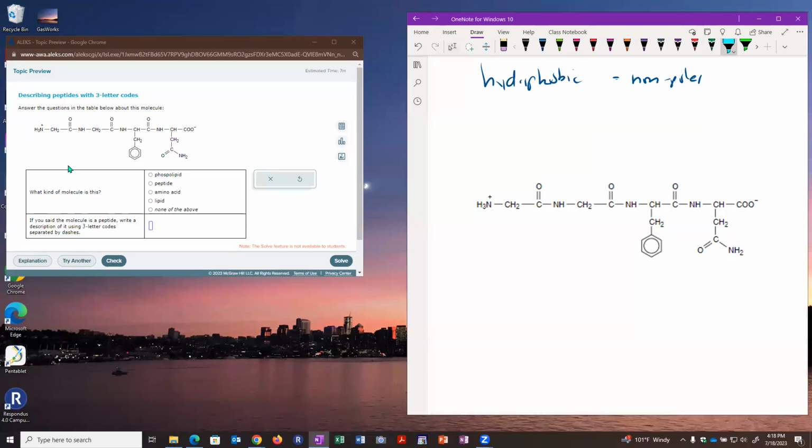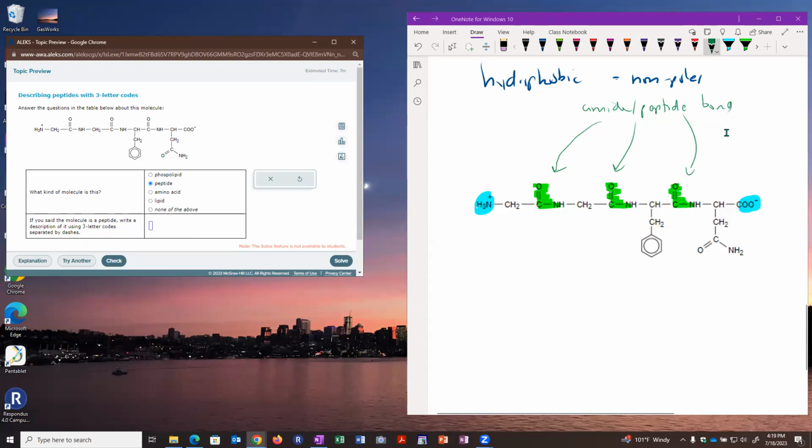What you'll notice is that there is an NH3, there's an amino end, there's a carboxylic acid end here on the right side. And the other things that we can note is that there are amide bonds. There's a C double bond O N, C double bond O N, C double bond O N. The amide bond is the same as a peptide bond. Right, that's just another name for the same type of functional group. So we have 3 of these. So this would be an example of a peptide. So if you said it was a peptide, write a description of it using the 3-letter code separated by dashes.